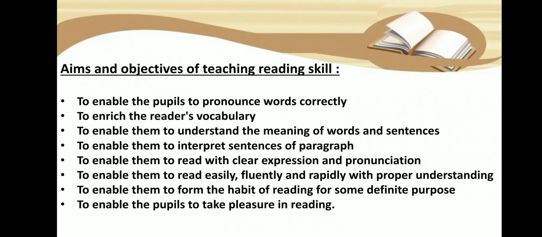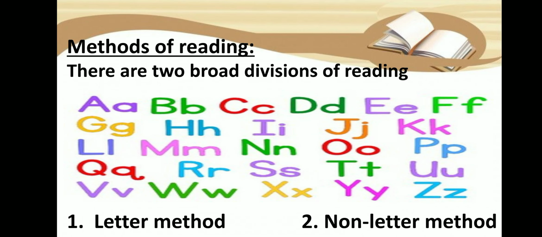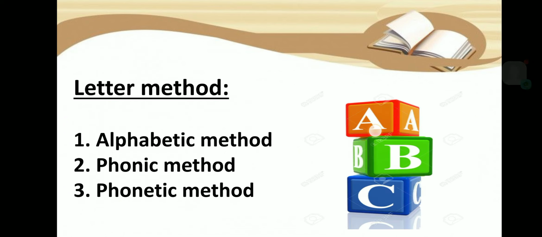Let us see what are the aims and objectives of teaching reading English. It helps to enable the pupils to pronounce words correctly, it helps to enrich their vocabulary, and it helps the students to understand the meanings of words and sentences and also the paragraphs. Let us see what are the methods of teaching reading. There are two types. First one is letter method and next one is non-letter method. Let us see one by one.